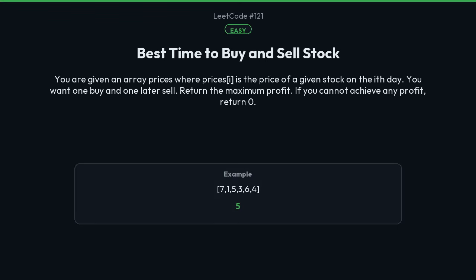You're given an array of stock prices where each element represents the cost on a specific day. Your goal is to find the maximum profit you can achieve by buying on one day and selling on a later day. If no profit is possible, you return 0. For example, with prices like 7, 1, 5, 3, 6, and 4, the best move is buying at 1 and selling at 6 for a profit of 5.